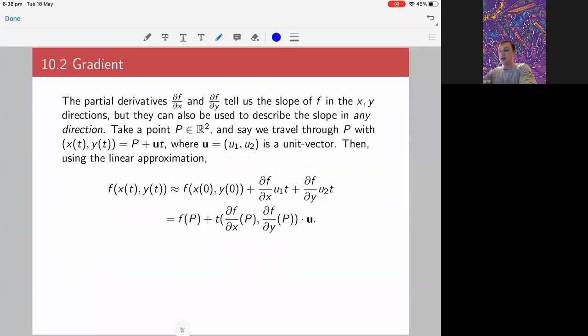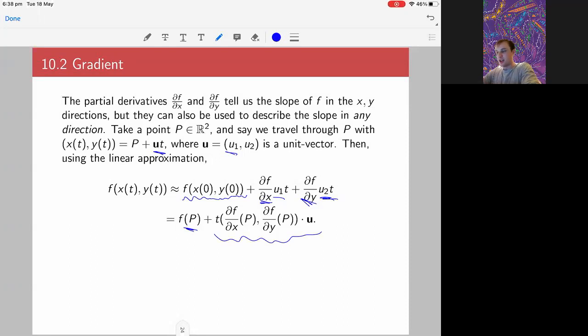So remember, using our tangent plane approximation here, the change of f is going to be the derivative of f with respect to x multiplied by how much x is changing by. x is changing by u1 times t. y is changing by u2 times t, and then I get a derivative of f with respect to y at the front. But of course, this is precisely equal to f evaluated at P plus the dot product of two vectors.